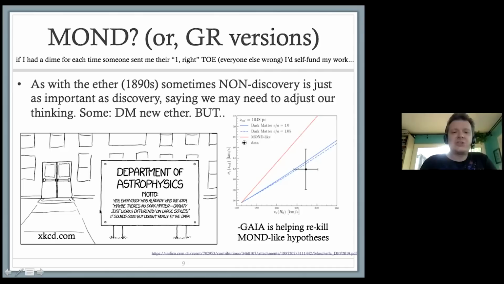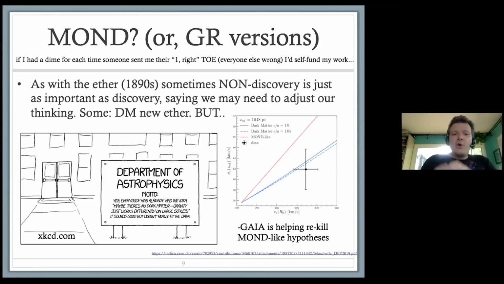I hope many of the people on this call follow XKCD, a great comic strip, and here's a little joke, the Department of Physics motto. Yes, everybody has already had the idea that maybe there's no dark matter, and gravity just works differently at large scales. It sounds good, but it doesn't really fit the data.